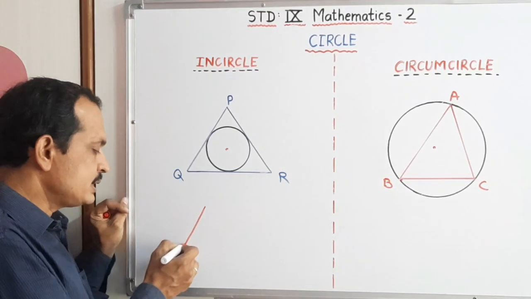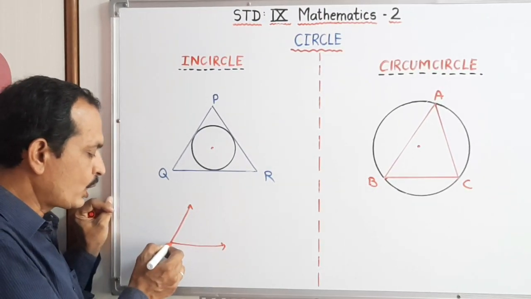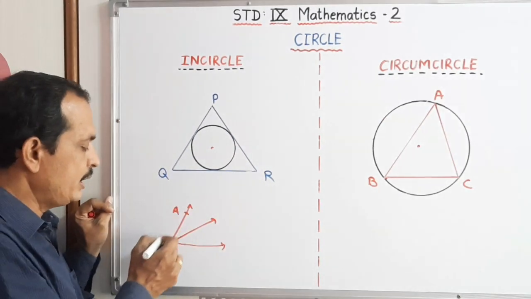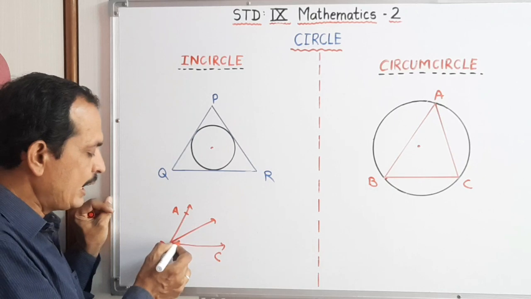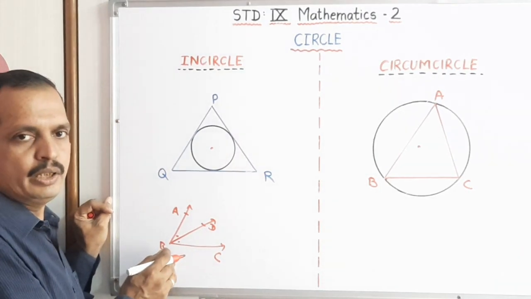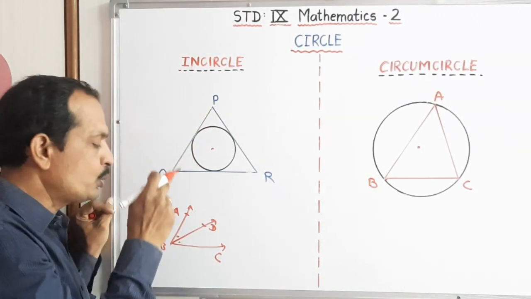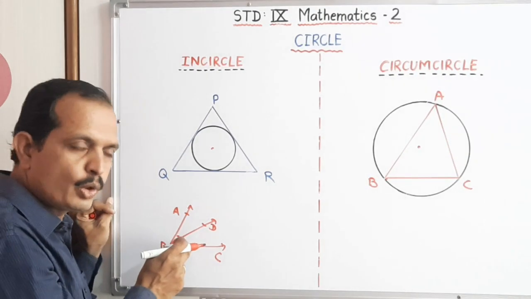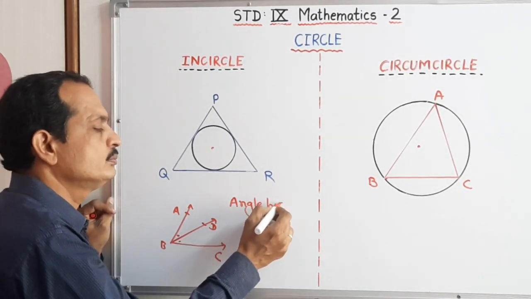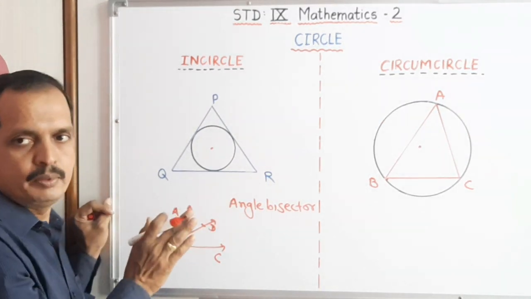See, this is the angle, got it? And we have to draw the angle bisector of this. Suppose in triangle ABC, BD is an angle bisector. Got it? That means to construct the incircle, we have to draw the angle bisector of any two angles of a given triangle.